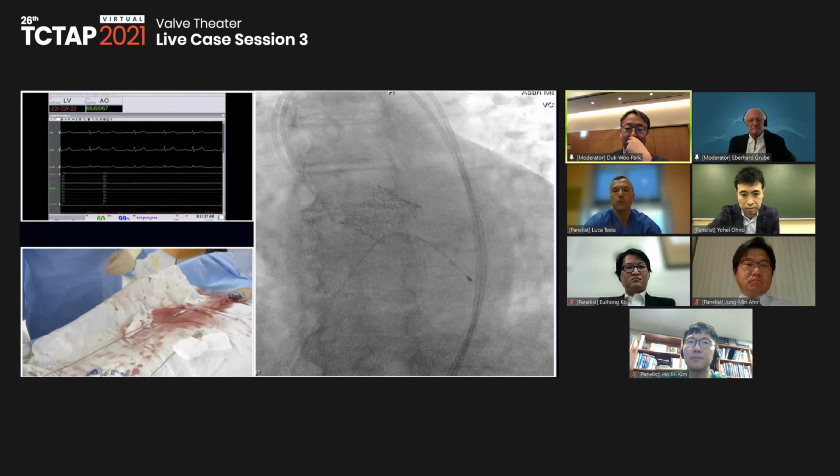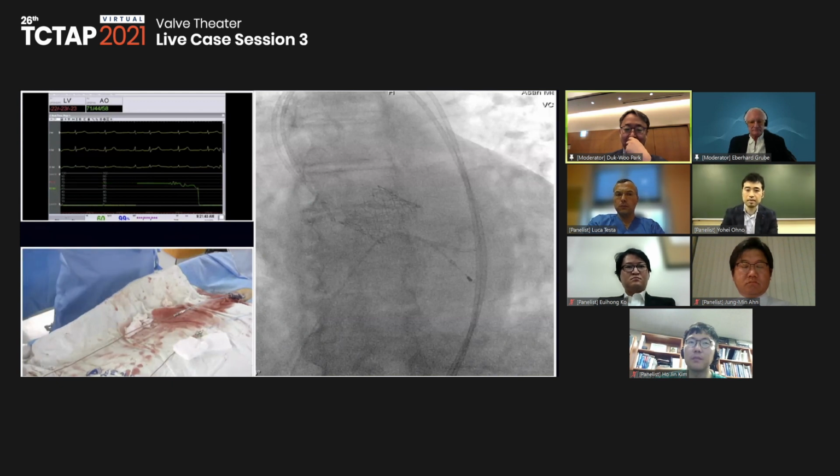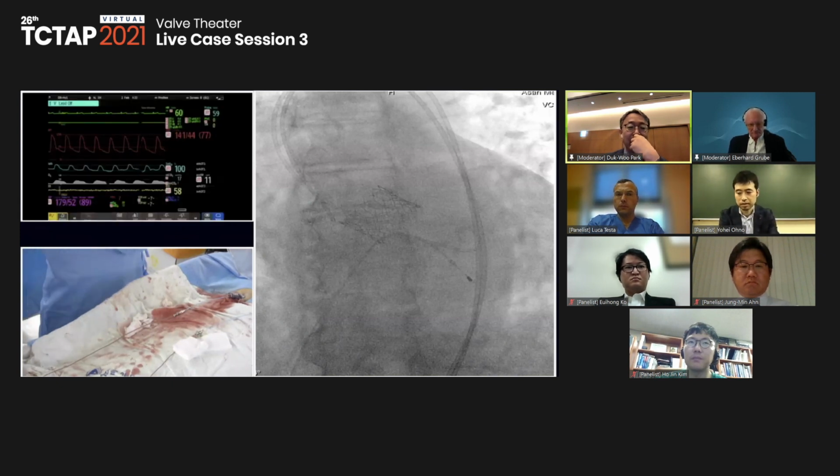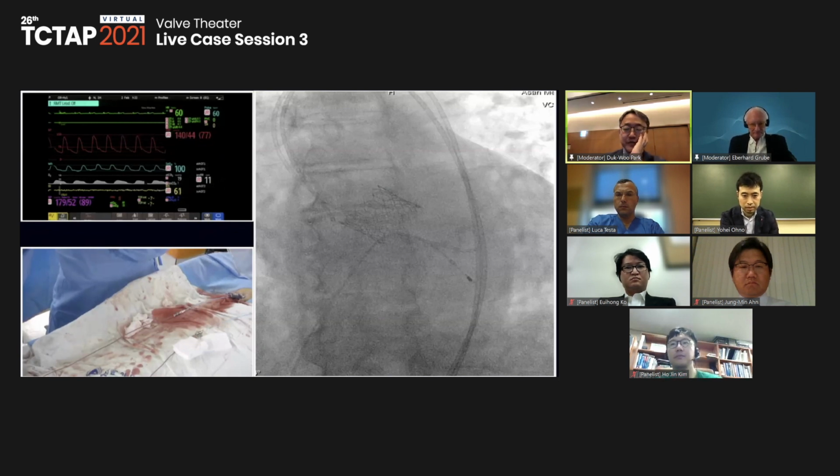Yes. At that time, we can quickly stop the dual antiplatelet therapy. Just keep on aspirin alone. Okay, push. Okay, we are now checking the hemodynamics and pressure. And a very straightforward, quick procedure was possible.